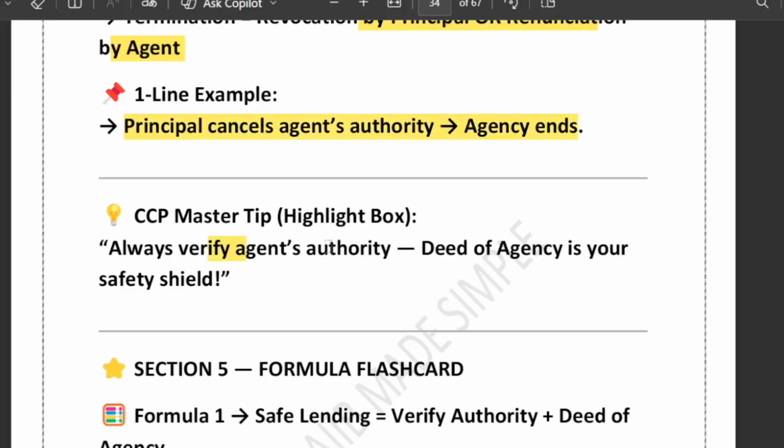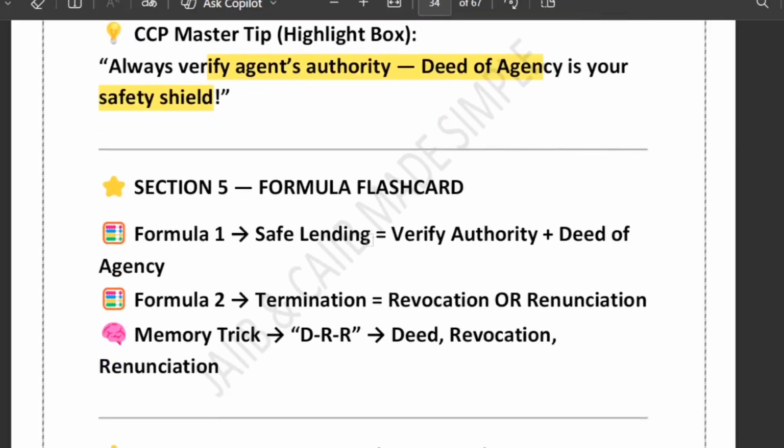So always verify agent authority. Deed of agency is your safety seal. Please remember it. Safe lending means verify authority plus deed of agency, and termination means revocation or renunciation.